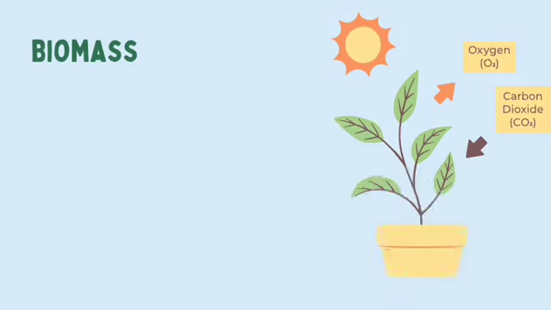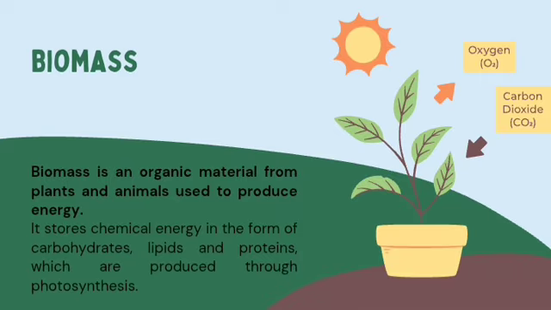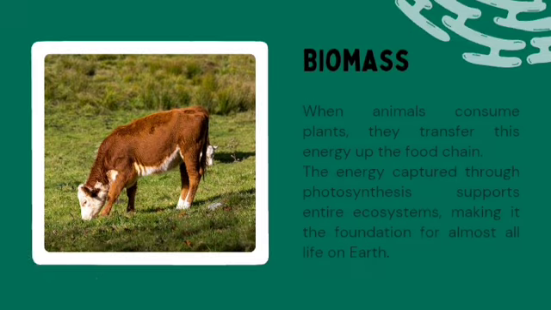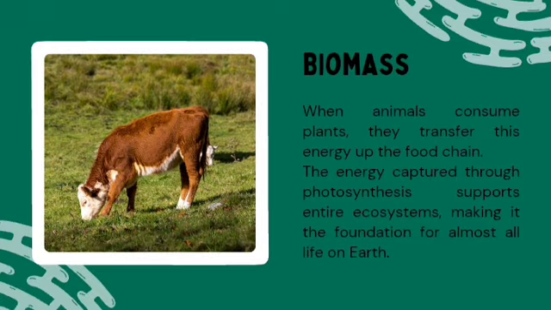Biomass. Biomass is an organic material from plants and animals used to produce energy. It stores chemical energy in the form of carbohydrates, lipids and proteins, which are produced through photosynthesis. When animals consume plants, they transfer this energy up the food chain. The energy captured through photosynthesis supports entire ecosystems, making it the foundation for almost all life on Earth.